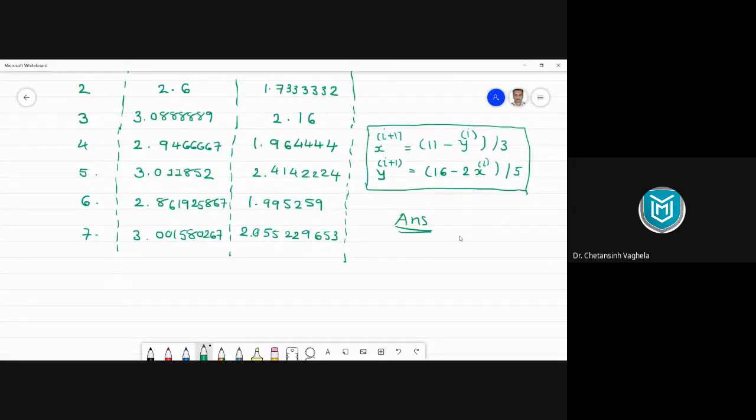Let me give you the answer. After several iterations, your x will converge to this. It is 3.000018, something like this, and y equal to 1.999989. And that means your x value is actually going nearer and nearer to 3, and your y value is going nearer and nearer to 2. That means your solutions are x equal to 3 and y equal to 2, right?